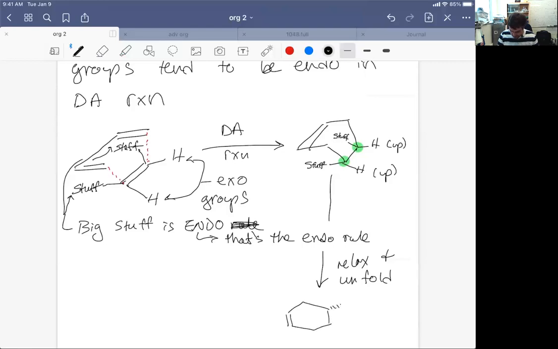And then the stuff is pointing down, which we show as a dash, whereas the hydrogens are pointing up as wedges. Okay. So we can use the Endo Rule to help us figure out what the stereochemical outcome will be, what the major diastereomer is for Diels-Alder reactions. And it allows us to focus on the dienophile.